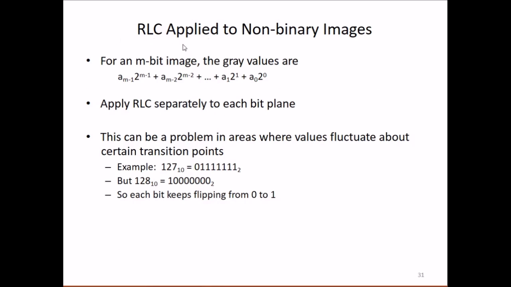So this RLC is applied to non-binary images. If we want to apply it, take an m-bit image. The gray values are like this, from a0 to a(m-1) to the power 2. So we apply RLC separately to each bit plane. This can be a problem in areas where values fluctuate about certain transition points. For example, 127 can be written like this, but as we go directly from 127 to 128, the whole plane changes. So each bit keeps flipping from 0 to 1.